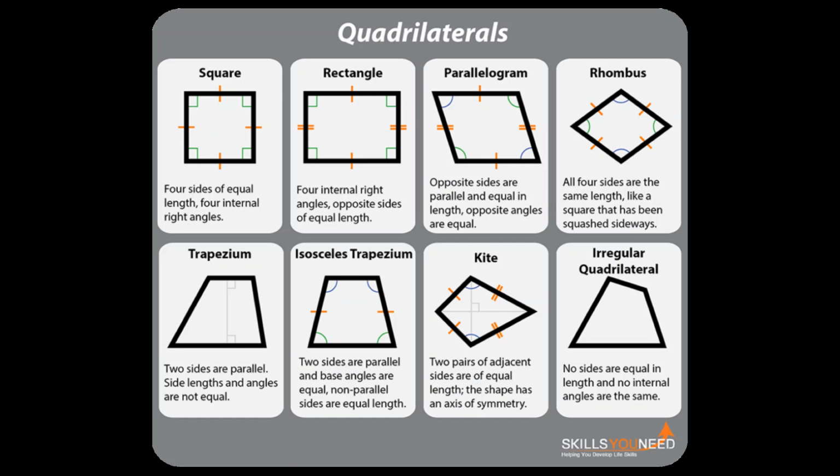We've got a kite down there. Again, you can spend time to look at that more closely, but there are two pairs of sides that are equal in length. And then we've got the quadrilateral on the end, which is an irregular quadrilateral. So that's just any shape that has four straight sides. The angles and the sides don't need to be the same, but it will just have four sides. So it might look a bit wonky.